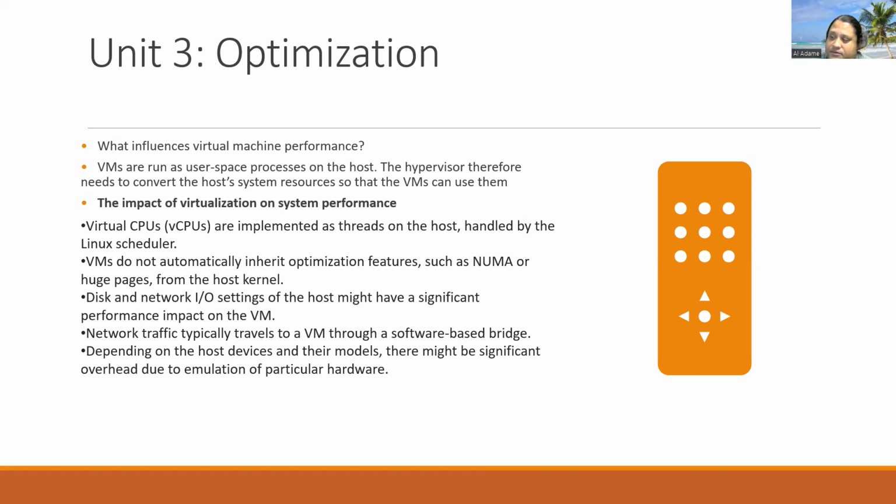Depending on the host device and its model, there might be significant overhead due to emulation of particular hardware. So remember, when you set up a virtual machine, you're setting up everything virtual. Like the graphics card, for example, currently sees it as a 128 megabyte graphics card, which is fine. You don't need much video power. But what if you wanted to do video editing in a virtual machine? How much more virtual video memory would you need? A lot more. So again, that's what it's saying about overhead and emulation, because you're emulating all these functions.